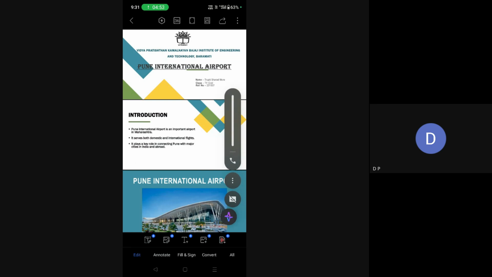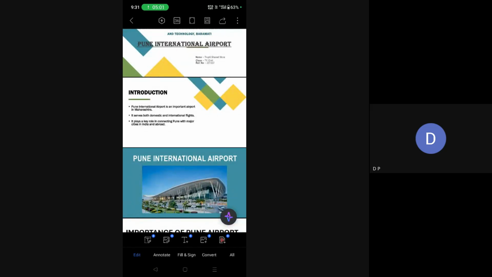Good morning, everyone. My name is Trupti More, roll number 37, and my topic is Pune International Airport. First, introduction of Pune International Airport. The Pune International Airport is important in Maharashtra. It serves both domestic and international flights. It plays a key role in connecting Pune with major cities in India and abroad.